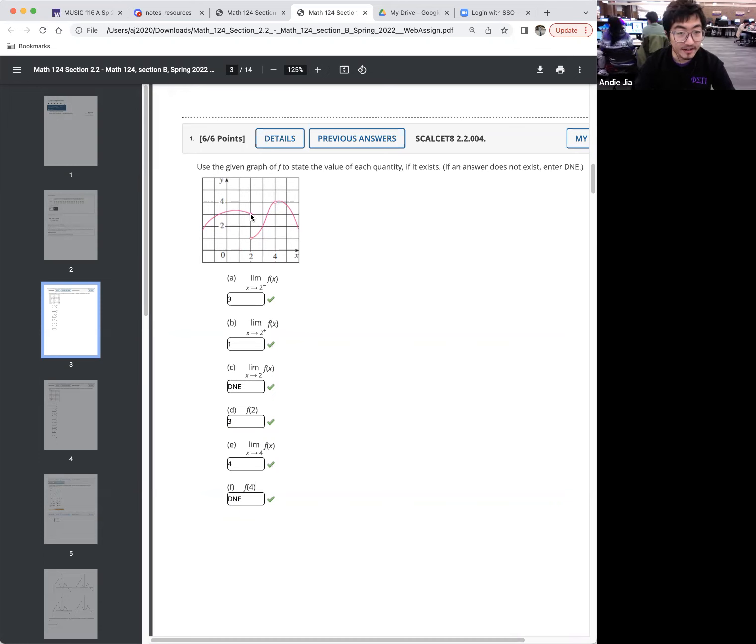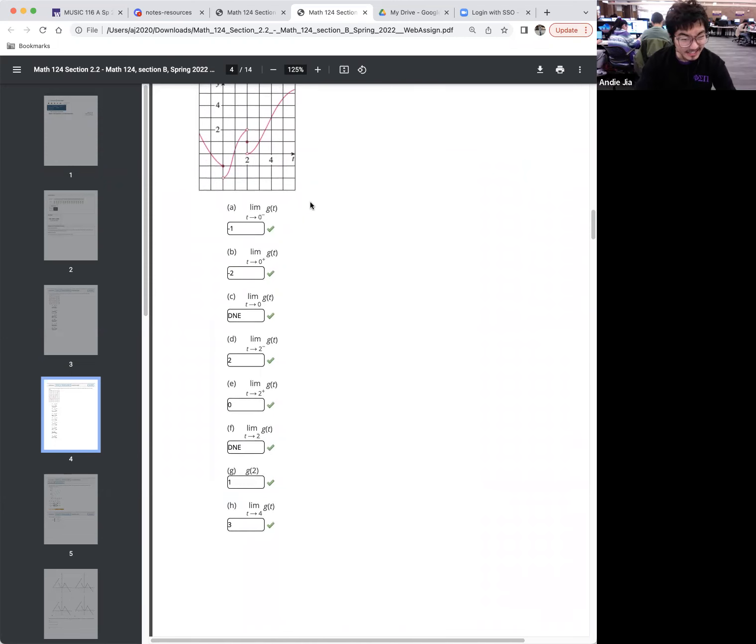Here, as x approaches from the left side, it equals 3. The right side is 1, and we cannot just average 1 and 3 to get 2. So it is not a limit at x equals 2. The limit exists if both side limits are equal and exist. So read the graph, make sure to put all the function values here, just read the graph for the first one.